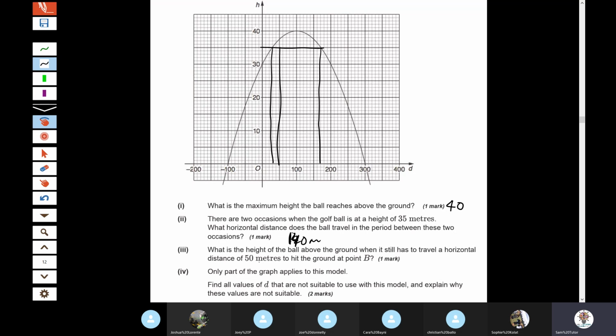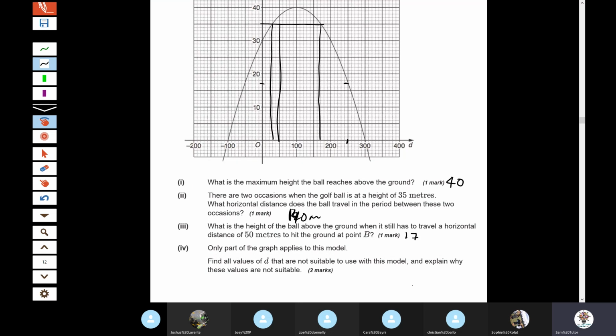What is the height of the ball above the ground when it still has to travel a horizontal distance of 50 meters to hit the ground at point B? So if it still has to travel 50 meters, that would be there. And what number is that? 15, 16, 17. What is the height of the ball? 17.